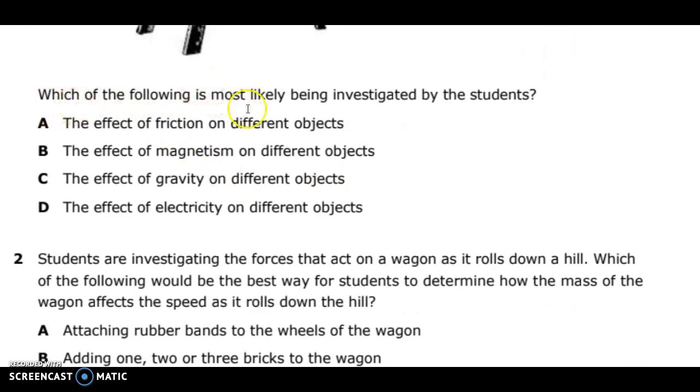Which of the following is most likely being investigated by the students? A. The effect of friction on different objects. B. The effect of magnetism on different objects. C. The effect of gravity on different objects. D. The effect of electricity on different objects.